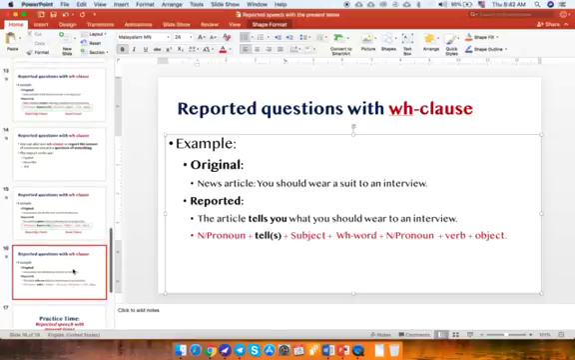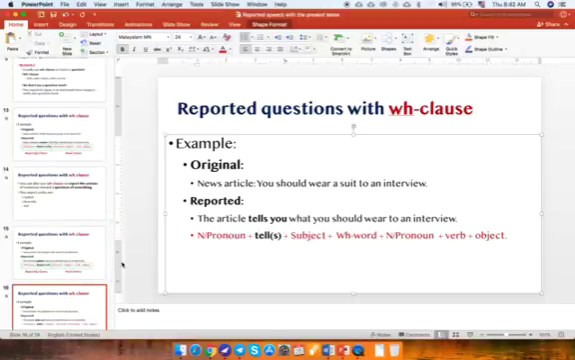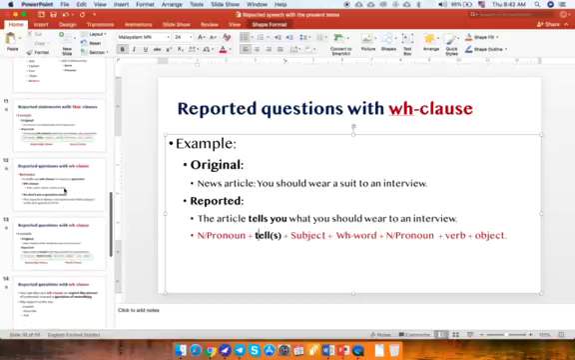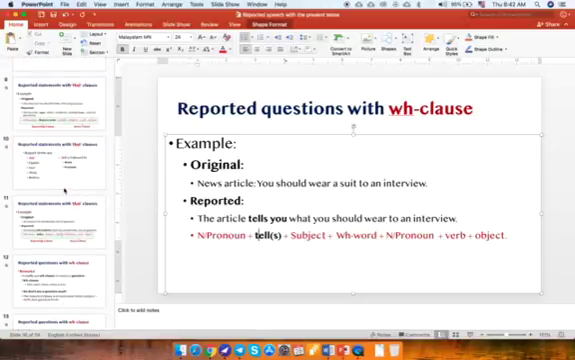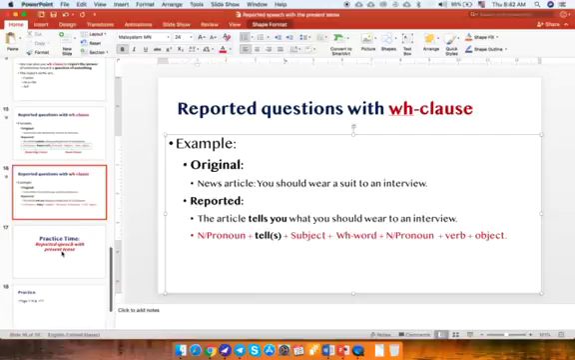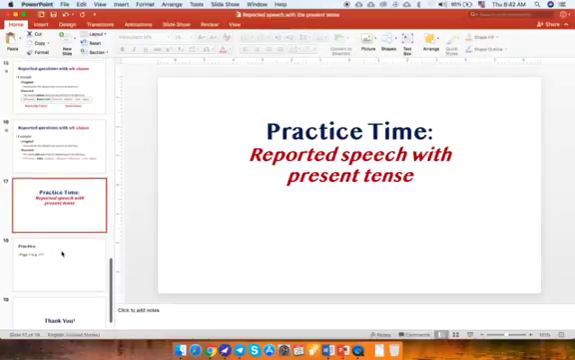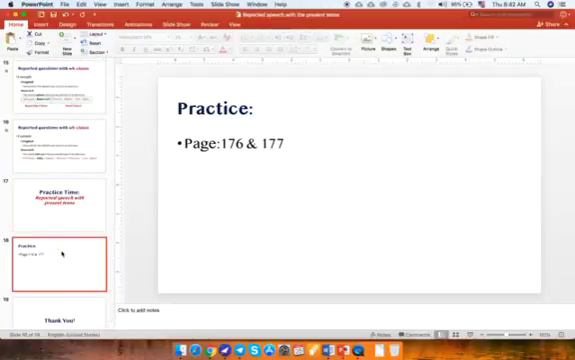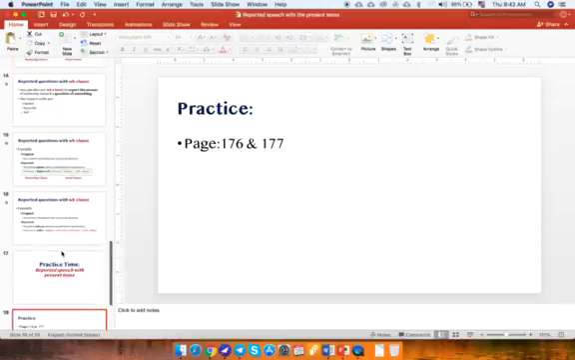Alright, so these are the whole things to explain to you about reporting speech, especially with the present tense. I think you might get some idea how we can use it properly, and I highly recommend you go to the practice on pages 176 and 177 to practice the reporting speech. Any other questions we will discuss in the class.